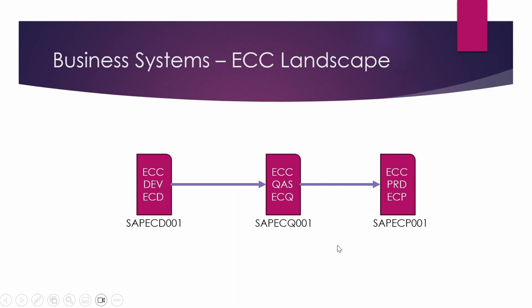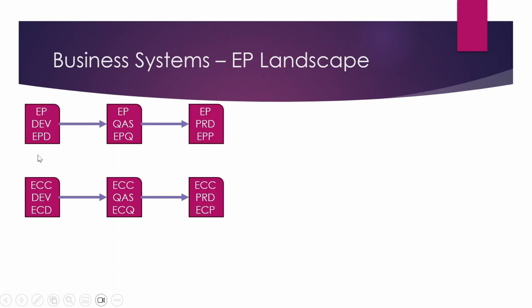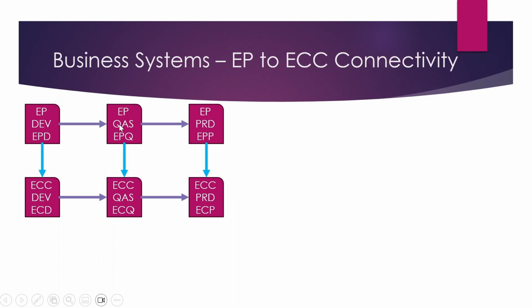Okay. All right. So this is called the ECC landscape, but it does not mean that I have only the ECC landscape. Remember, I told you that SAP has different products and business will opt for those products based on its requirements. So I have the ECC landscape. Maybe I have an EP landscape as well, right? And maybe they are interconnected. Yes, they can be interconnected.